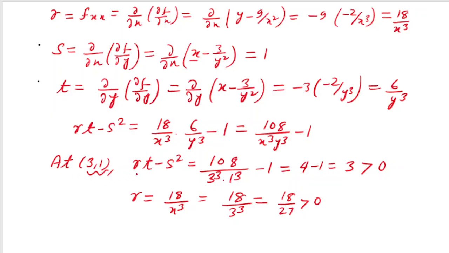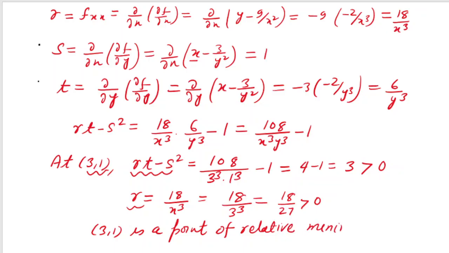So at the point (3, 1), rt minus s square is greater than 0 and r is also greater than 0, which means (3, 1) is a point of relative minimum. I hope you are clear about this.